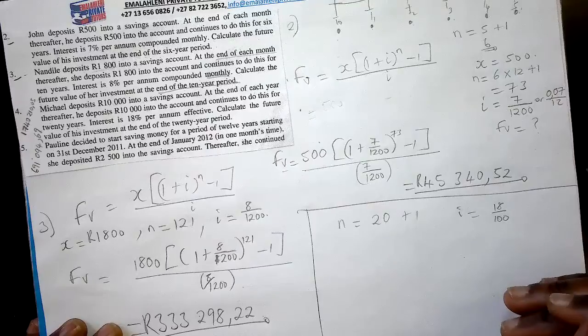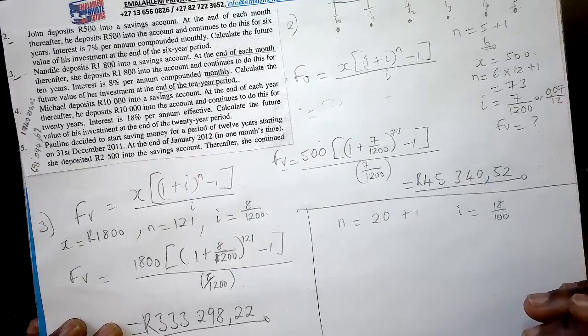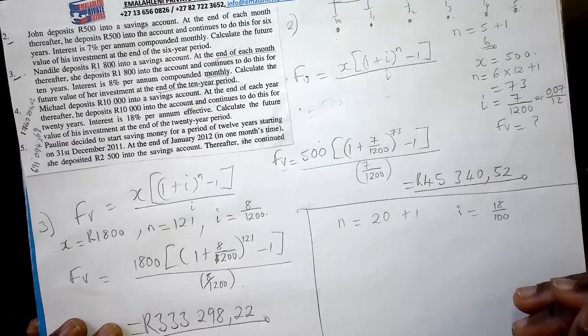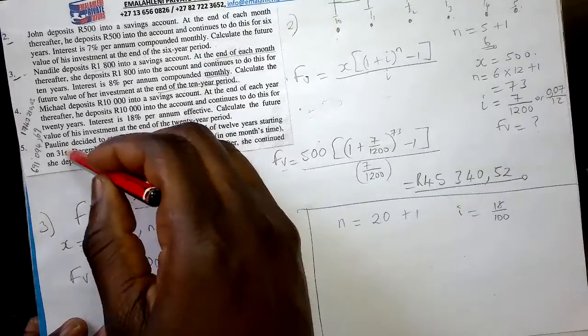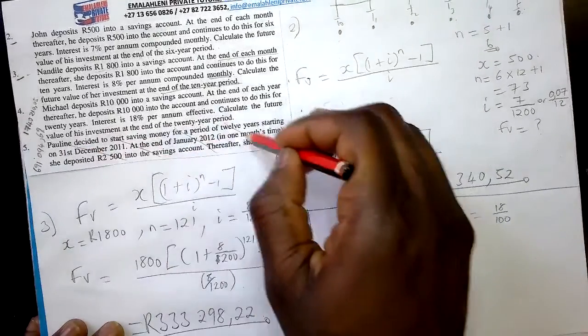Then Pauline decided to start saving money for a period of 12 years, starting on 31 December 2011. At the end of January 2012, in 1 month's time, she deposits 2,500 into the savings account. Thereafter, she continues. I think the question there is not there. Sorry about that. Okay, then let's move on to the next question.